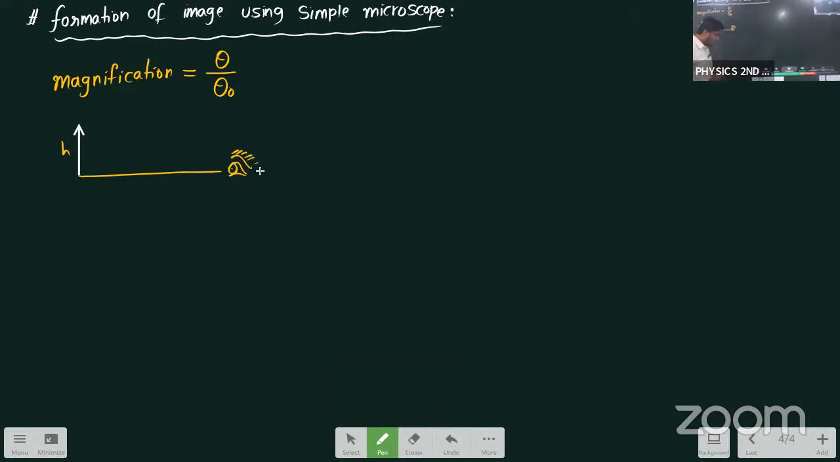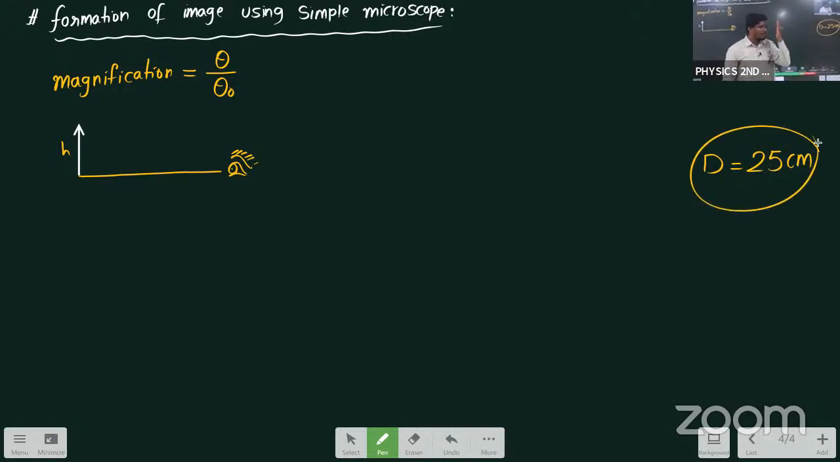Now you might have studied about the least distance of distinct vision. What is the least distance of distinct vision such that a person can clearly see the object? How many centimeters? 25 centimeters. D will be equal to 25 centimeters.